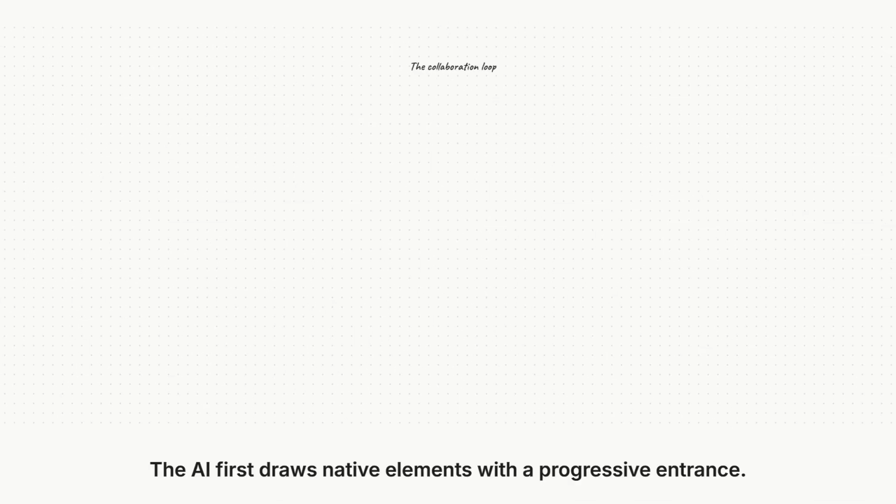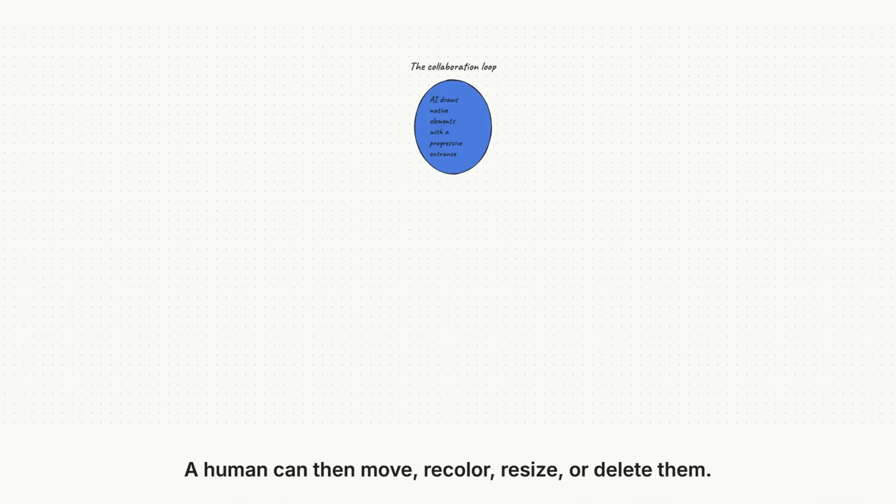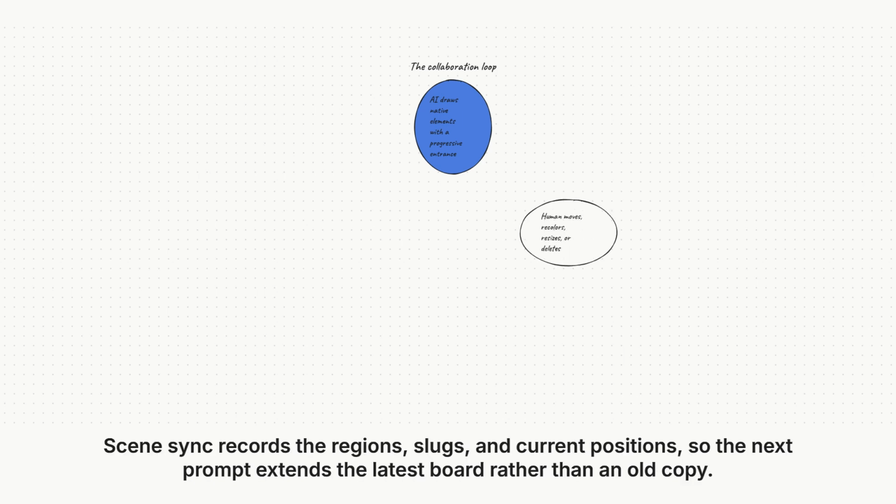The AI first draws native elements with a progressive entrance. A human can then move, recolor, resize, or delete them. Scene Sync records the regions, slugs, and current positions, so the next prompt extends the latest board rather than an old copy.